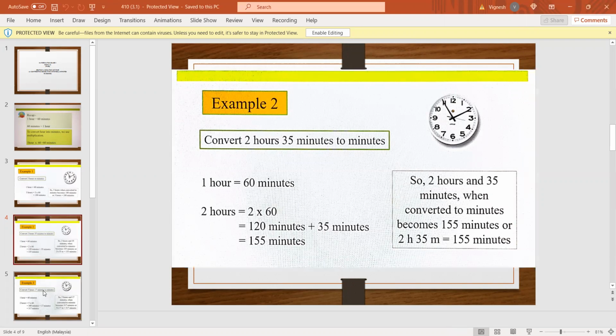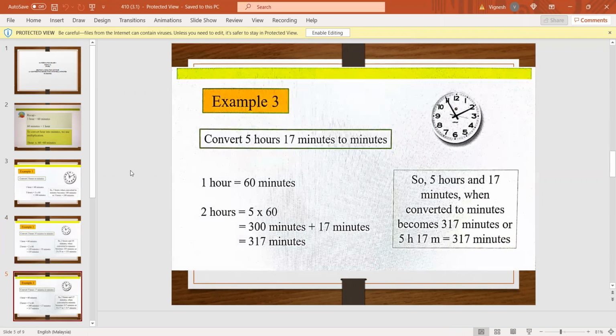Everyone can see my screen, right? Okay, example number 3. Queeners, can you please explain this? How to convert 5 hours, 17 minutes to minutes. Need to divide. Come again. Need to times. Explain lah. 5 hours, 17 minutes, how to convert into minutes?